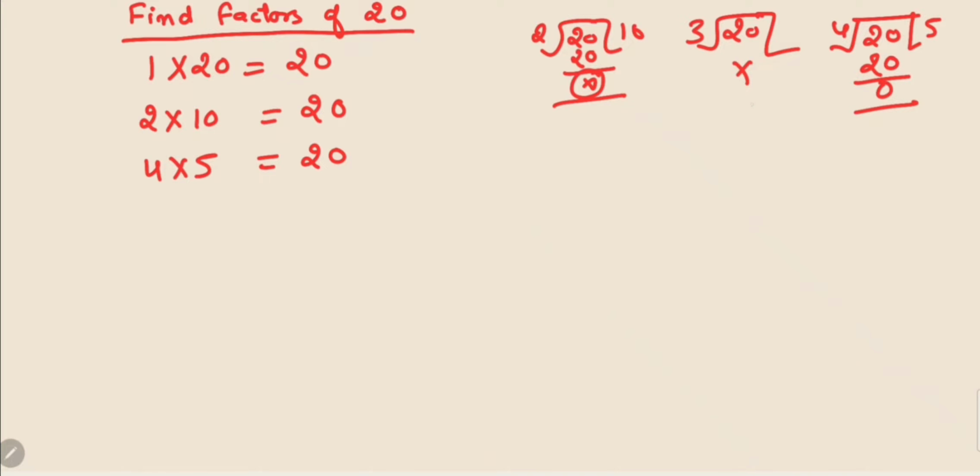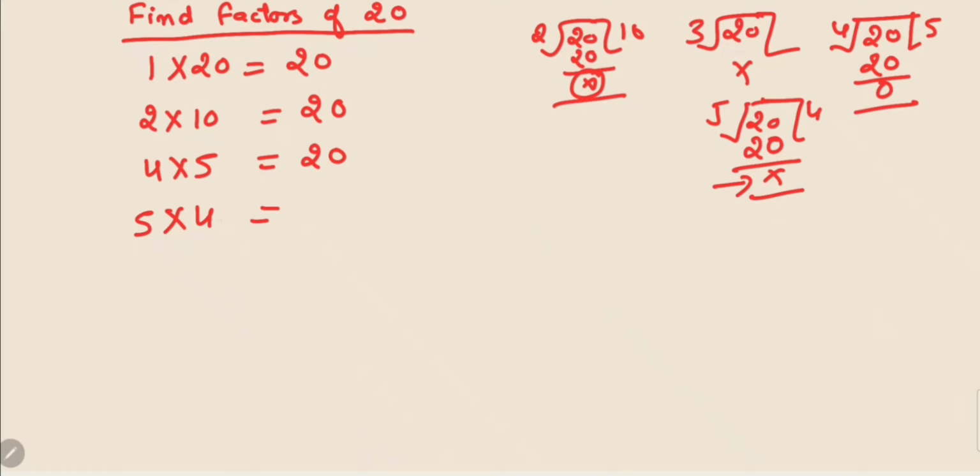And next number is 5. We'll check for 5. 5 divided by this will get remainder equal to 0. Now it will become 5 into 4, which is also equal to 20. Now after that, no need to do more calculations because see, these numbers are interchanging. Here 4 is coming, here 5. So 4 is coming this side and now 5 is coming this side. After that we have to take a U-turn and we'll go like this.